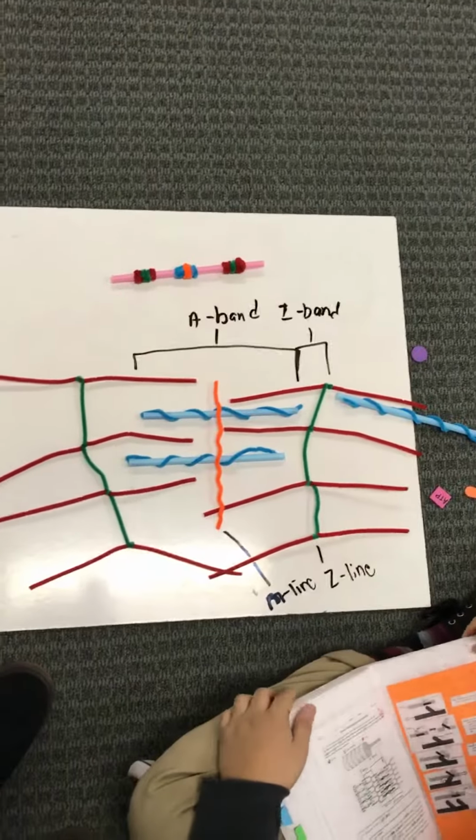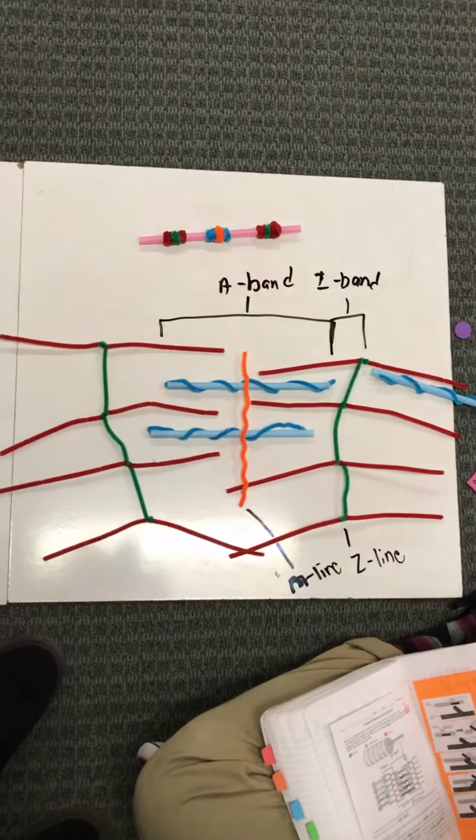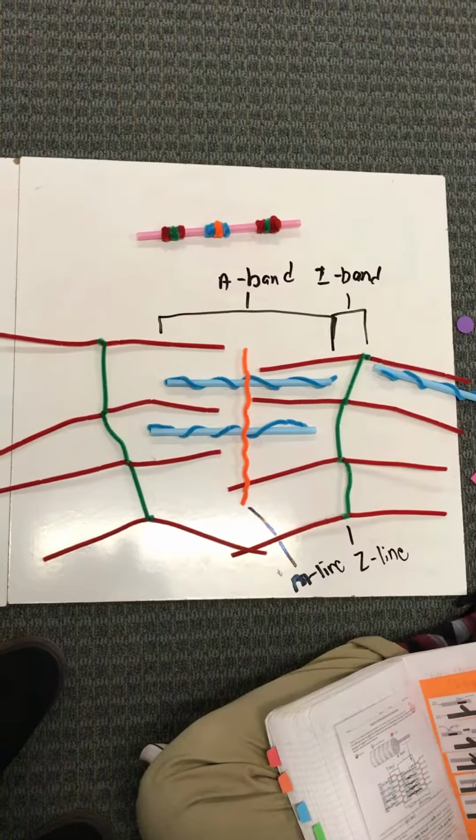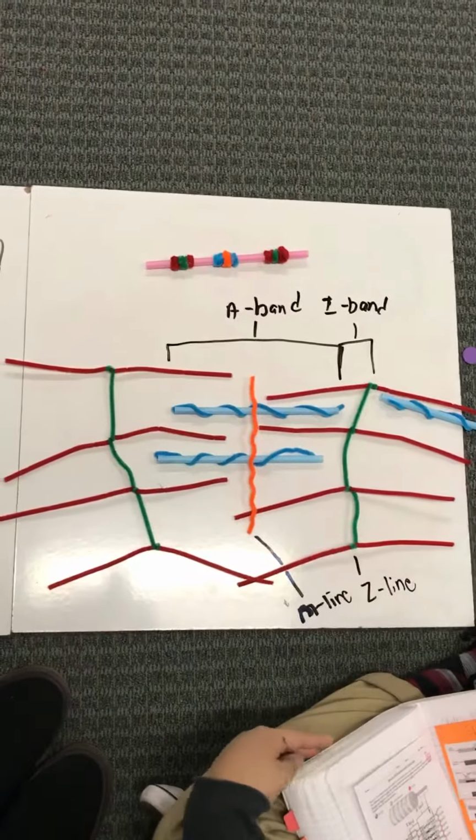Today we'll be discussing sarcomeres and sliding filament theory. Sarcomeres are one of the parts of our bundle that make up myofibril. Myofibril bundled together makes our muscles.